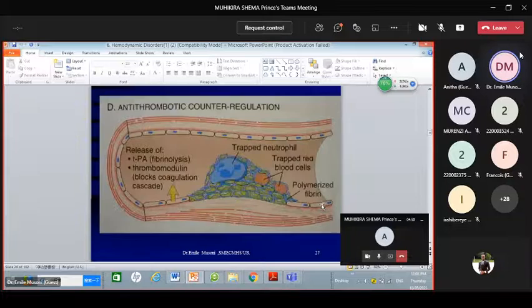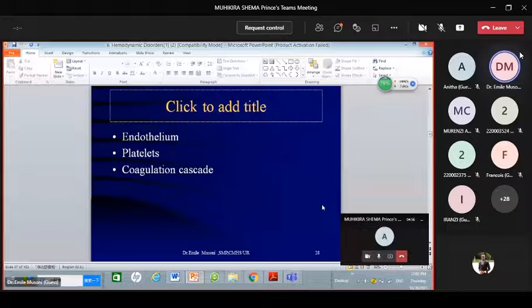mass. For maintaining the homeostasis, this one must be fibrinolyzed. In summary, formation of the blood clot is complex, it has several steps. Blood clot, there's endothelium, and the coagulation. Coagulation cascade is very, very complex. We will see it in hematology.